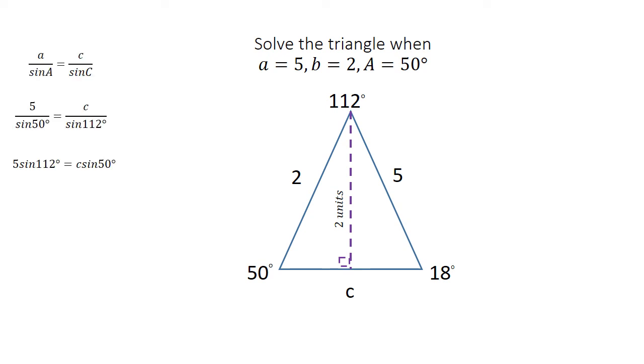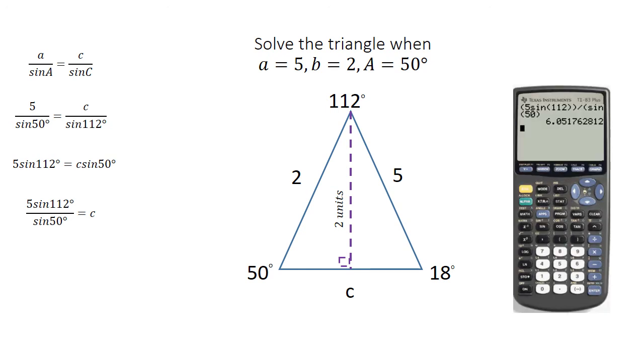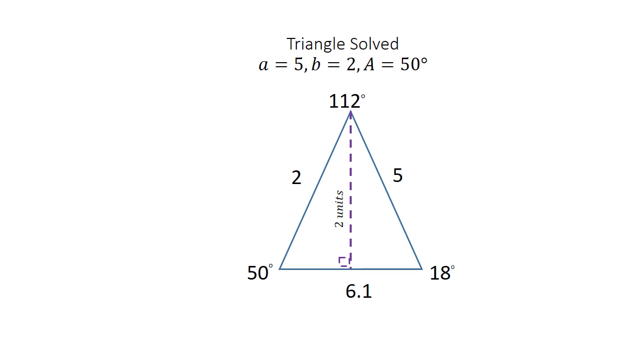I can handle that just as I handled finding the other missing measure, using the law of sines. In this case, I'm just going to isolate side measure c, leaving me with 5 sine of 112 degrees divided by sine of 50 degrees. My calculator can handle this. Make sure I understand how to use it effectively. This time I don't need inverse sine. I just need sine, based on reading the formula I have here for the law of sines. And then I discovered that side measure c has a measure of 6.1 units. And the triangle has been effectively solved, where all side and angle measures are revealed.